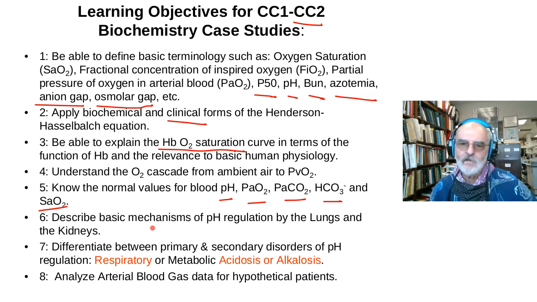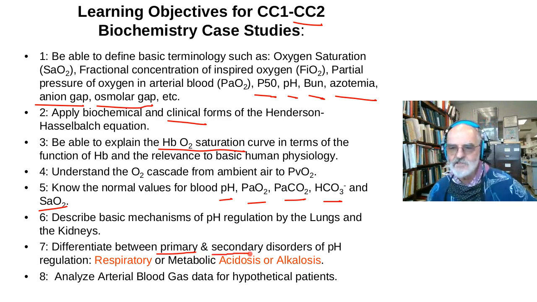And then we're going to describe in some detail basic mechanisms of how the pH is regulated by the lungs and the kidneys. And in doing this, we're then going to be able to do a differential. We're going to be able to determine if we have a patient with a respiratory or a metabolic problem, and do they have an acidosis or an alkalosis? Okay. And then we're going to be able to say the primary problem is respiratory or metabolic, acidosis or alkalosis, but then they have a secondary compensation that improves the situation by turning it back towards normal.